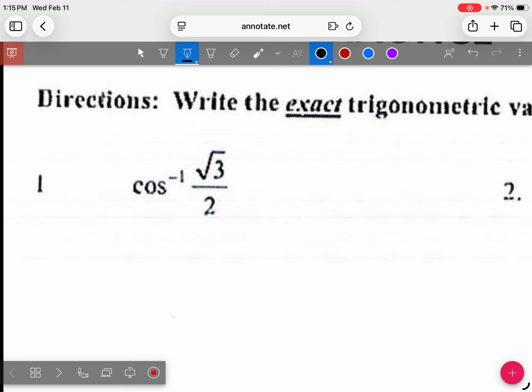Let me call on some people. Miles, what would you say? Pi over 6. I agree.